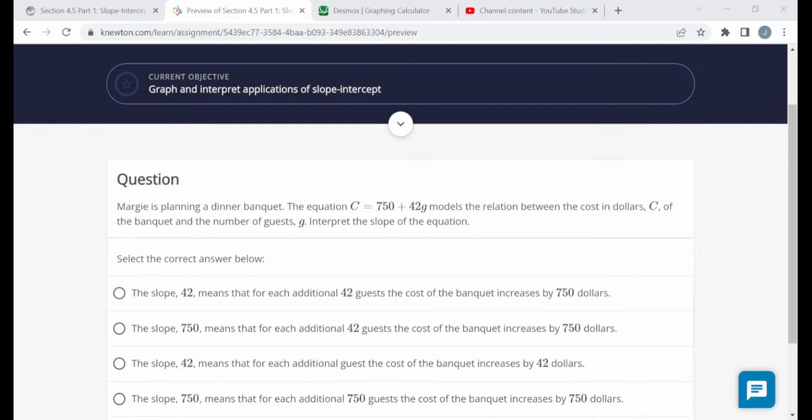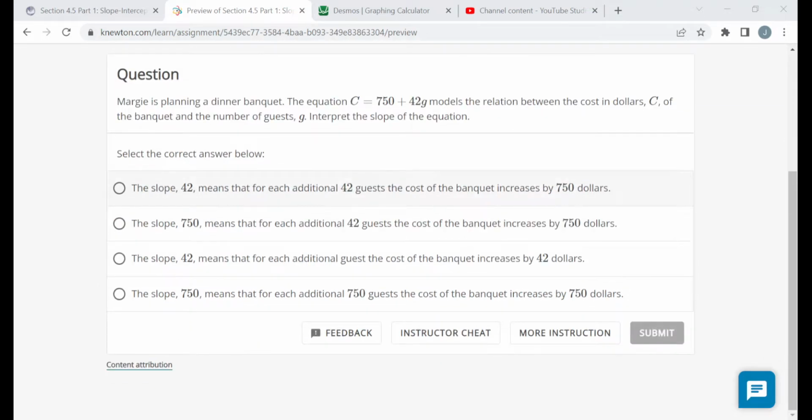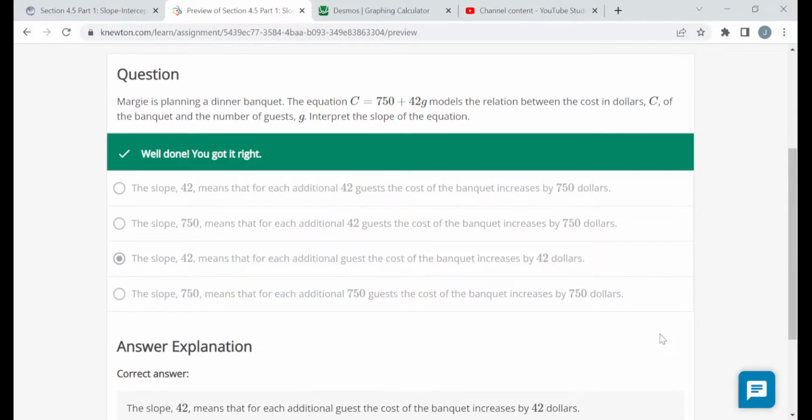So back here, looking through these, this here, the slope of 42 means that for each additional guest, the cost of the banquet increases by $42. Right? $42 per guest. I hope that makes sense based on my graph. A slope is a rate of change: how much the output will change when the input changes by 1.